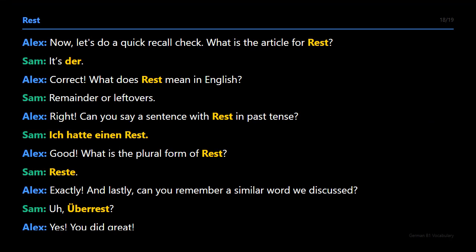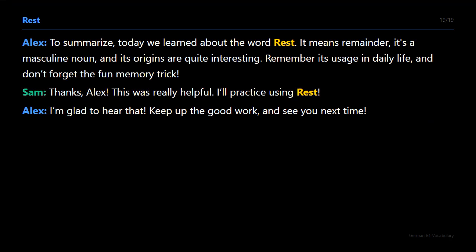Good. What is the plural form of Rest? Reste. Exactly. And lastly, can you remember a similar word we discussed? Überrest. Yes. You did great. To summarize, today we learned about the word Rest. It means remainder, it's a masculine noun, and its origins are quite interesting. Remember its usage in daily life, and don't forget the fun memory trick.